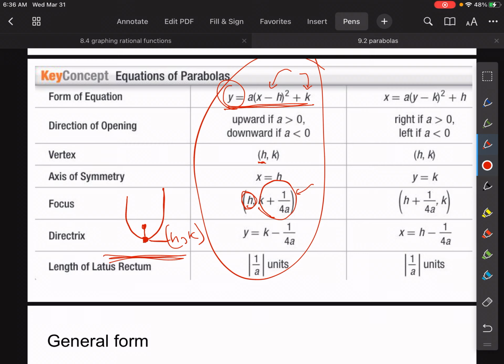Okay, because from this distance we're going in the opposite direction. And then the length of the latus rectum through this guy here will always be 1 over a units.